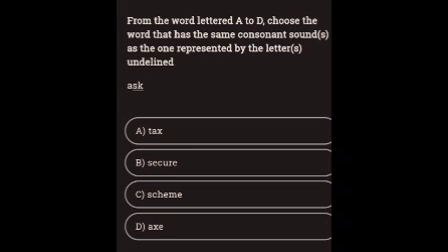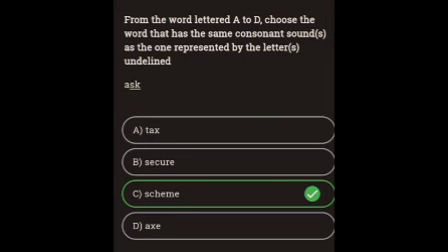In the word ask, S and K have been underlined. So you have to pick the word that has SK in it. So option A, we have tax. B, secure. C, scheme. And D, axe. You have to pick the word that has the underlined sound in it. The answer to that question is the word scheme.